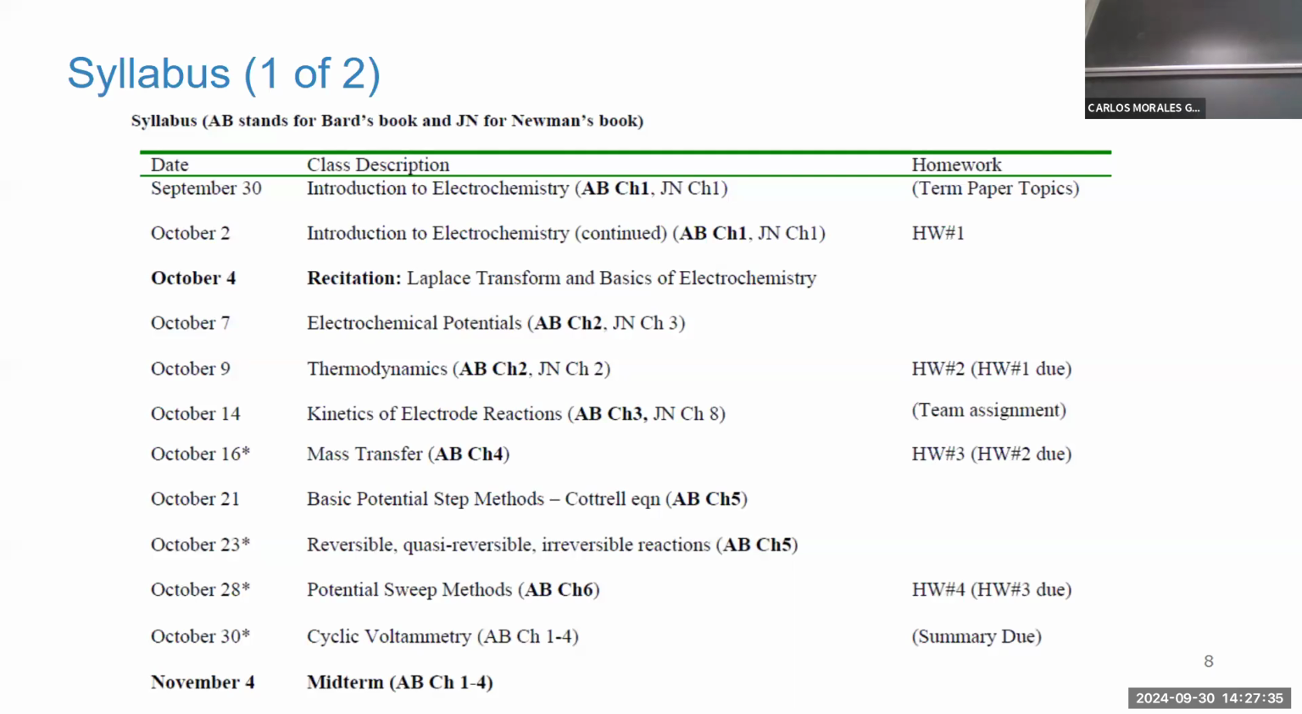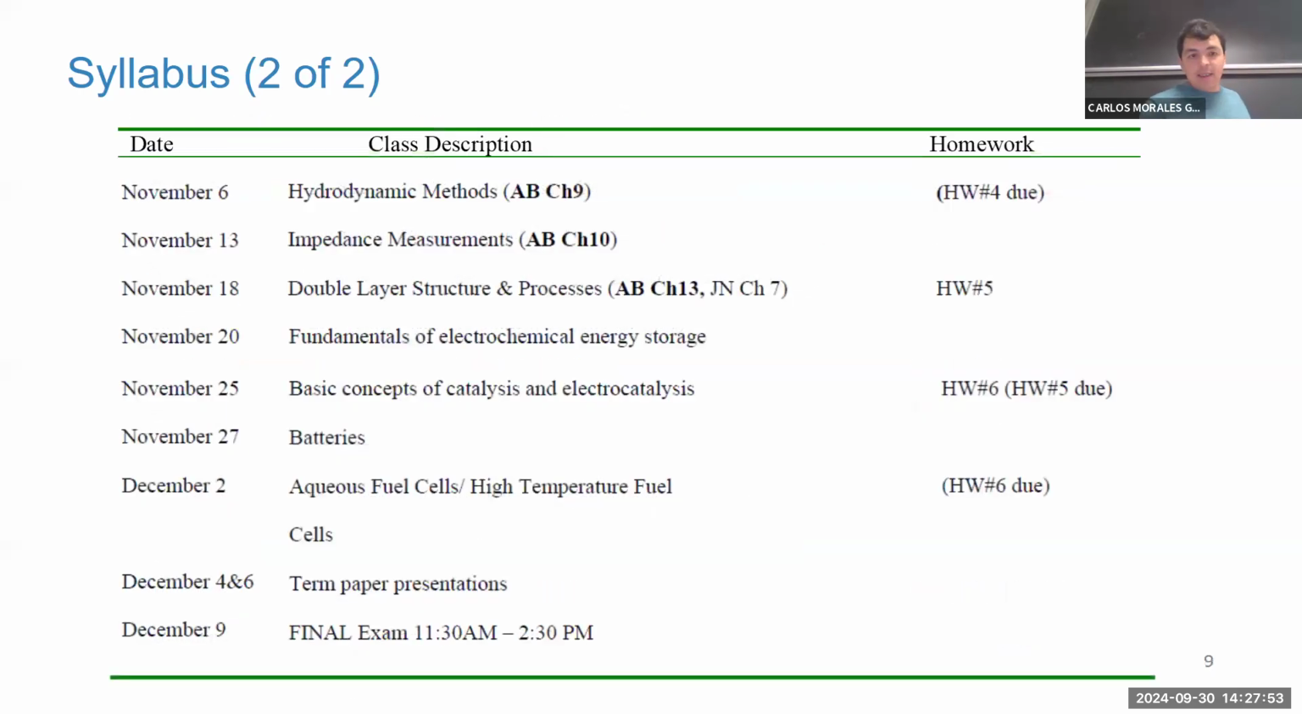And there's a midterm, November 4th, and it covers Allen Bard's chapters 1 to 4. And then this is the second part. We will cover chapter 9 and chapter 10. We will look a little bit at basic concepts of catalysis, batteries, and fuel cells. This year I will try to go a little bit faster, so maybe we can introduce some additional topics at the end. The term papers will be December 4 and 6. And the final is already in MyUCLA. The date is the Monday of finals week, December 9th. All right.